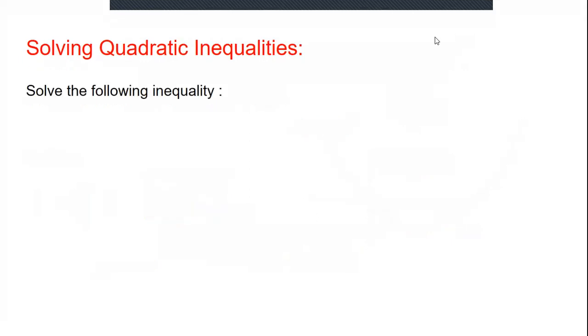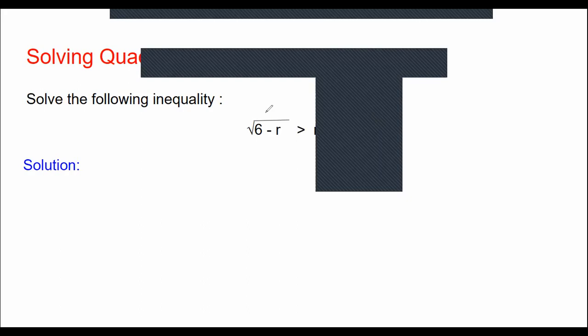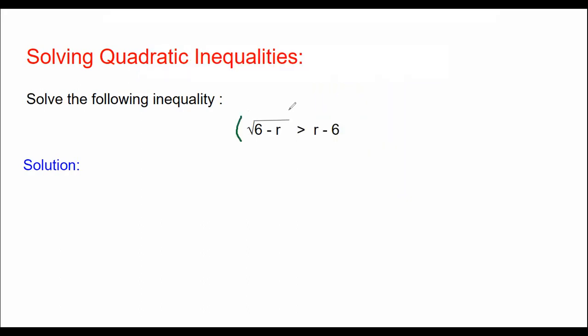Solve the following inequality. So here you have the square root of 6 minus r being greater than r minus 6. So you need to get into its standard form. And to do that, we're going to square both sides.